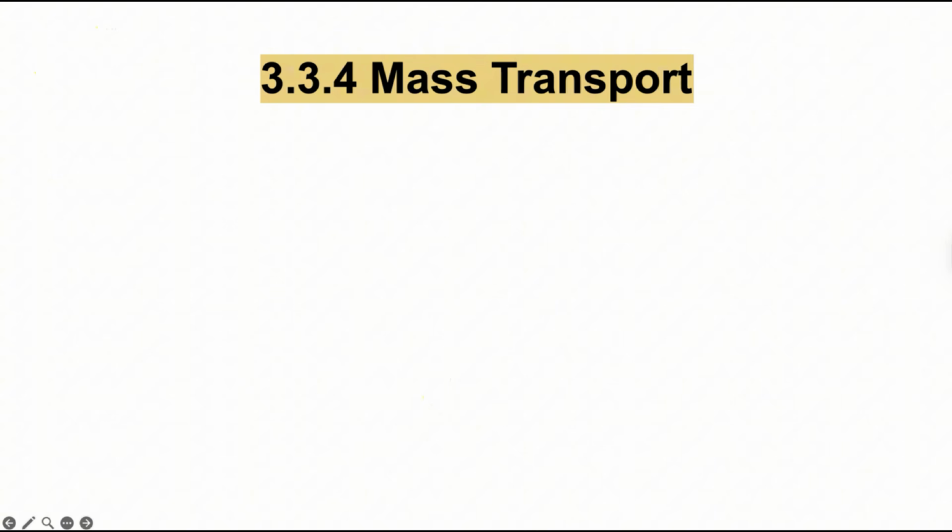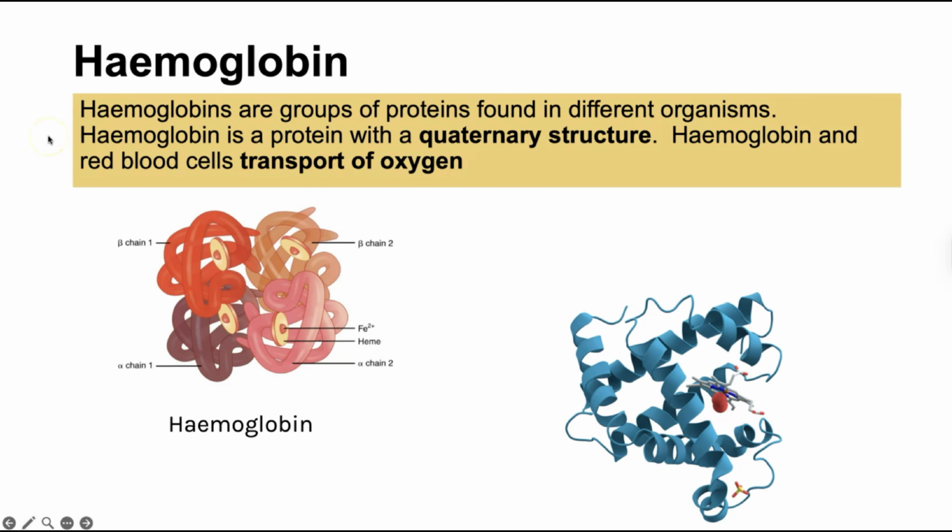Next then, 3.3.4 mass transport. Starting with hemoglobin, these are groups of proteins found in different organisms. Hemoglobin is a protein with a quaternary structure. Quaternary structure from topic 1 means a protein with more than one polypeptide chain. Hemoglobin has 4 polypeptide chains, each of which has a heme group attached, which is where you have the iron ion.